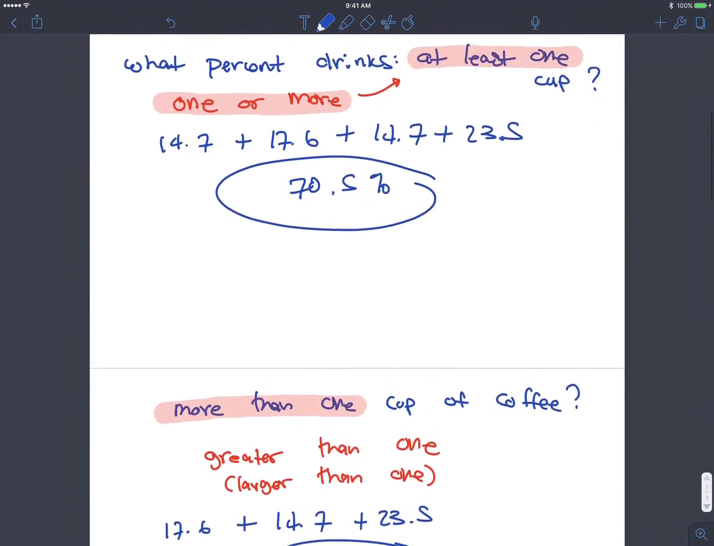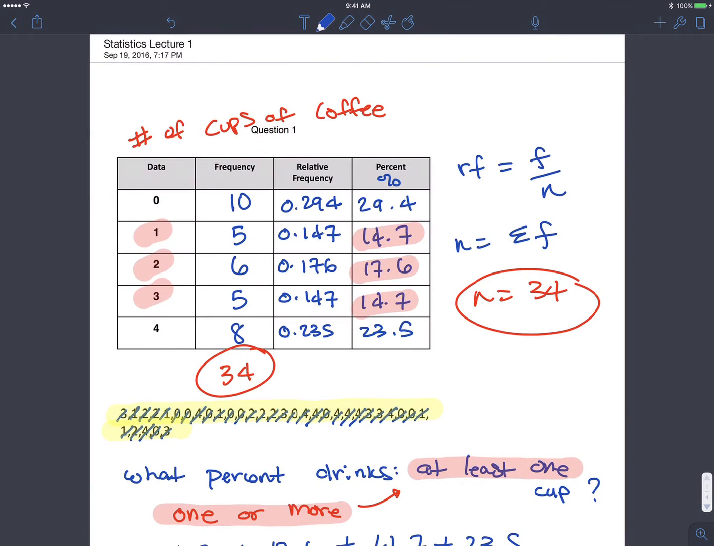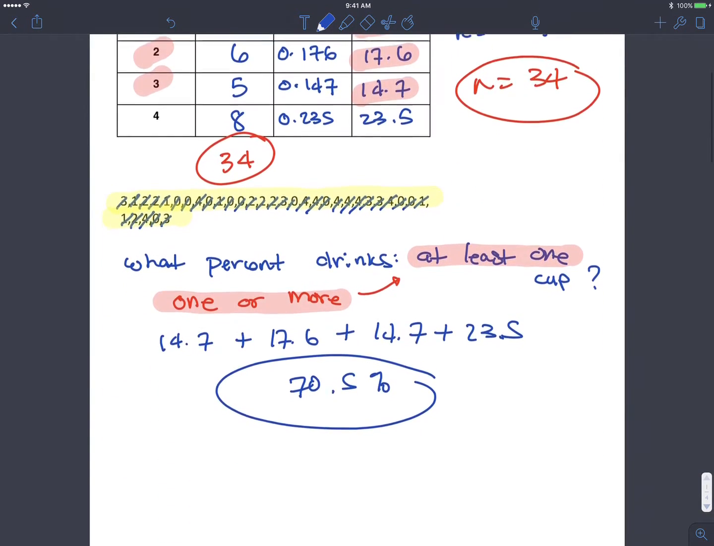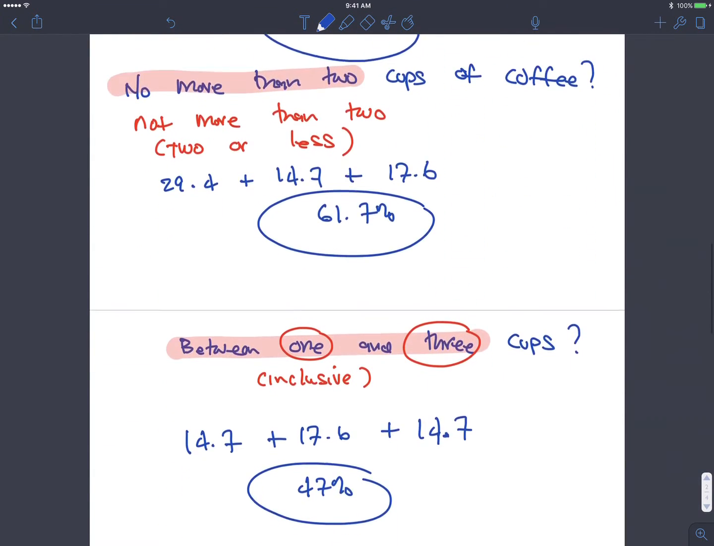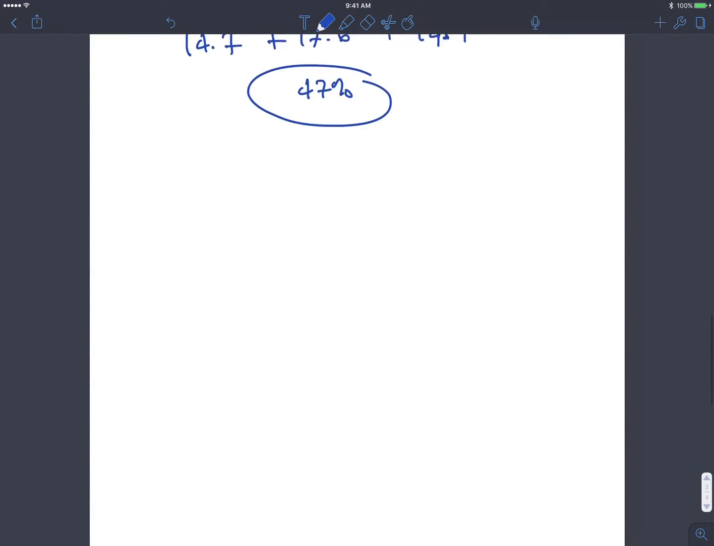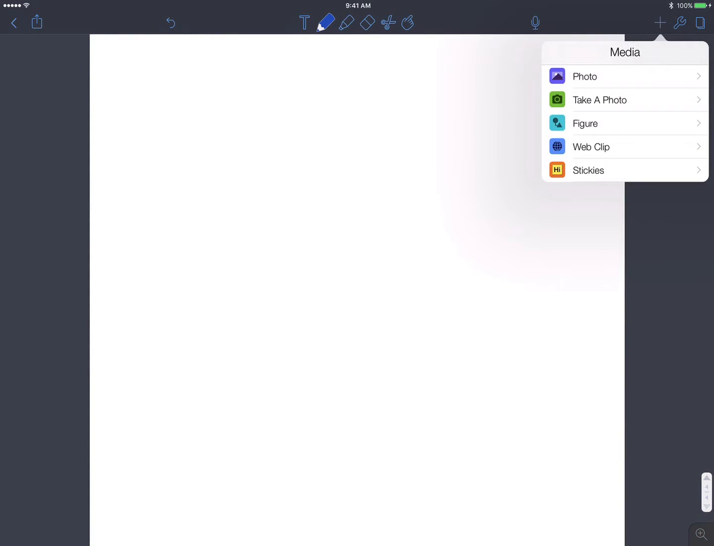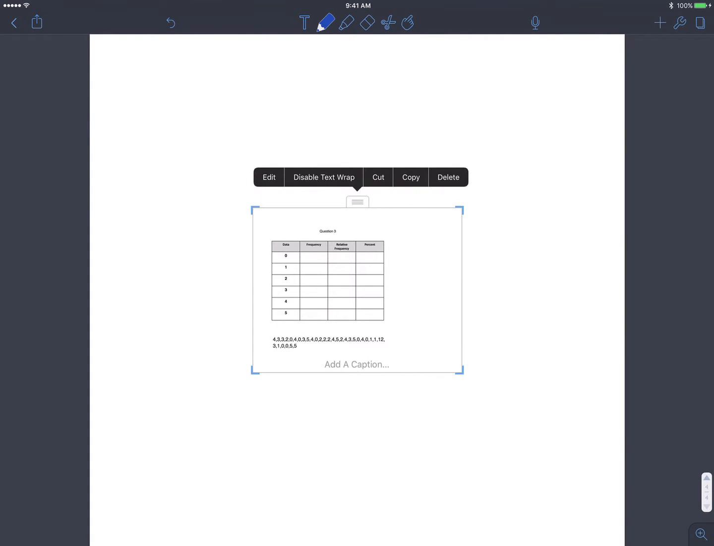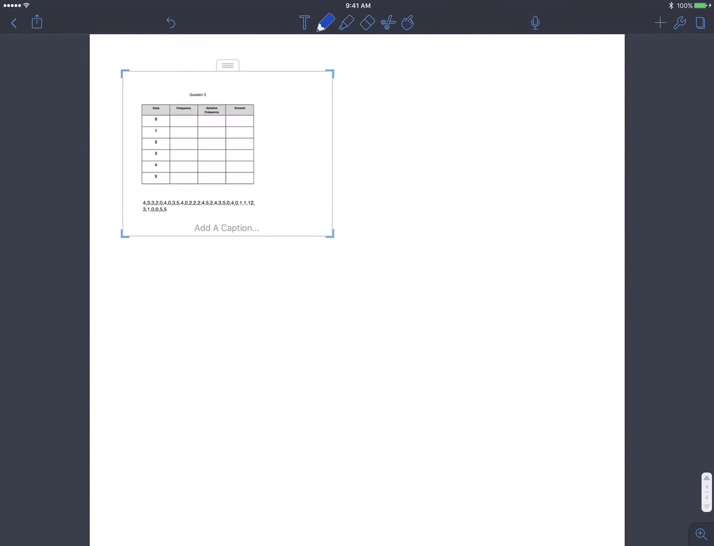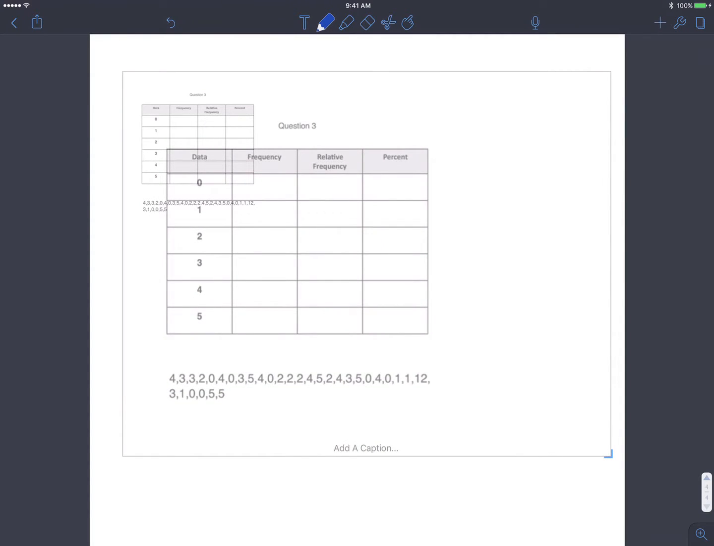And this is how we answer questions on gathering data, creating a frequency table and relative frequency table for question 1 of that Statistics Lecture 1 homework. So here are the questions and all the answers. Let's take a look now at this third question.